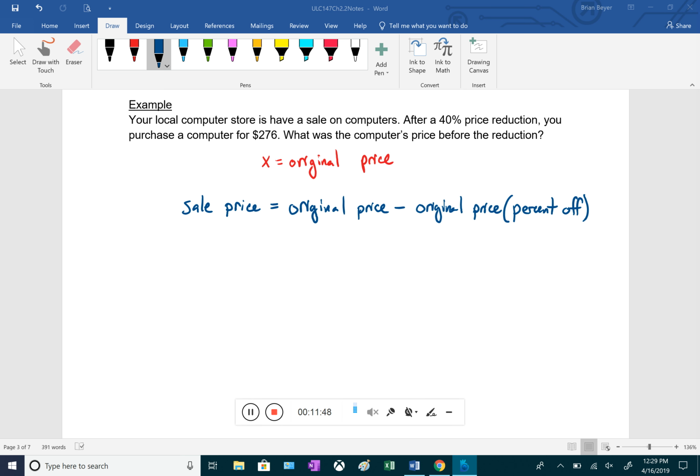So percent off is the same thing as the percentage subtracted or the price reduction. Those all mean the same thing. So the sale price is what we got it for. We got it for $276. We're looking for the original price, which we're going to use an X for, minus the original price, which is an X, times the percent off, which was 0.4. So 40% as a decimal, move the decimal 2 to the left. That will give us 0.4. I'm going to write this like this, 0.4x.